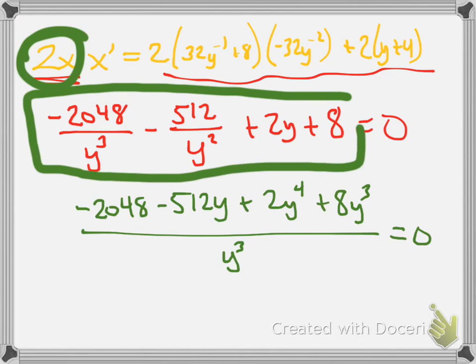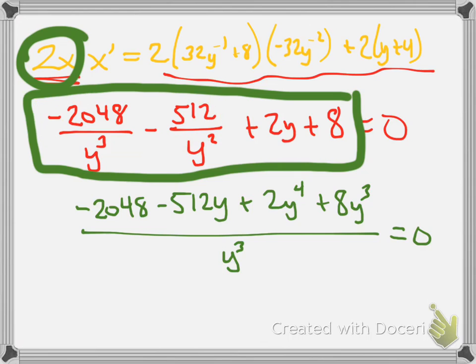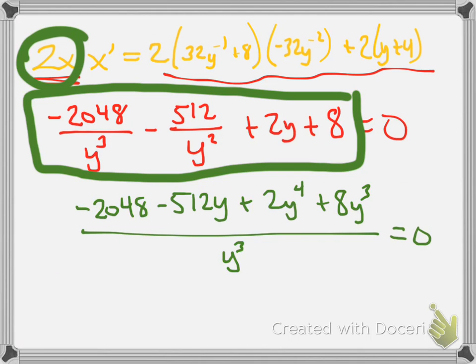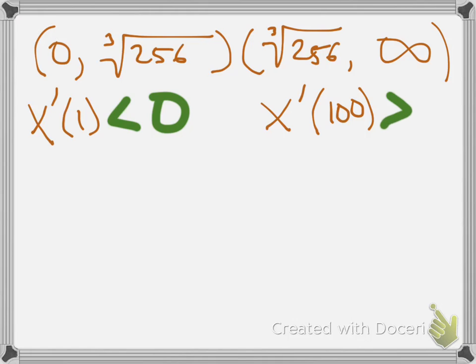So I'm going to use all of this, and imagine if I plug in 1 for y. If I plug in 1 for y, then I get these really large negative numbers here and some small positive numbers. So we're going to get a negative number. So that's going to be less than 0. If I plug in 100, then 100 cubed is going to be, what, a million. And then 100 squared is going to be 10,000. So these two terms are going to be really, really small but negative. And then 2 times 100 plus 8, it's going to be bigger than those. So we get a positive result, greater than 0.